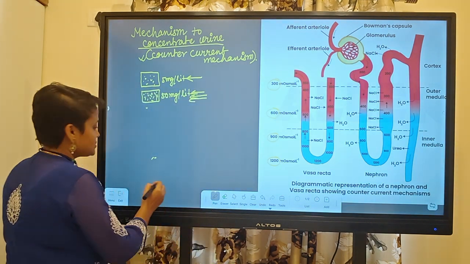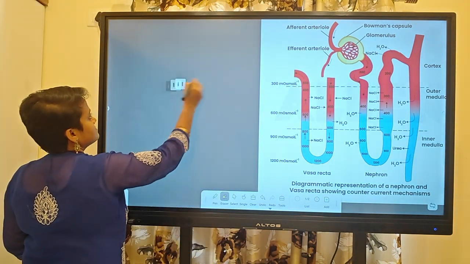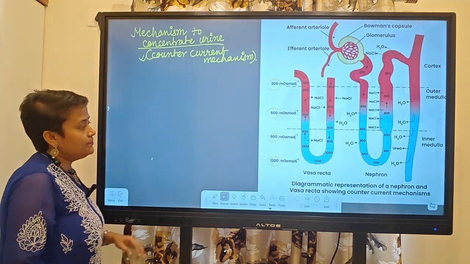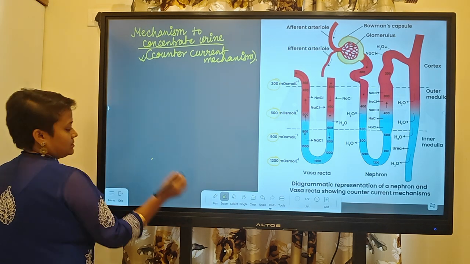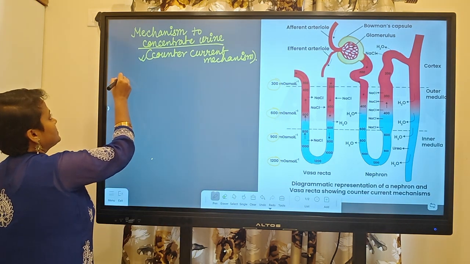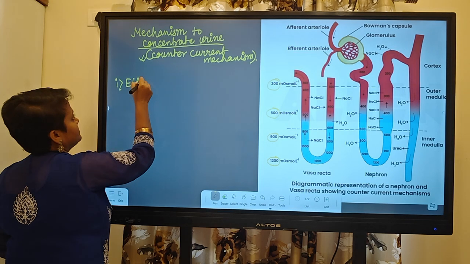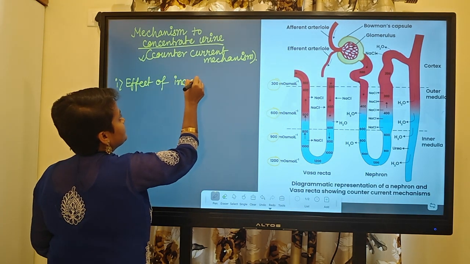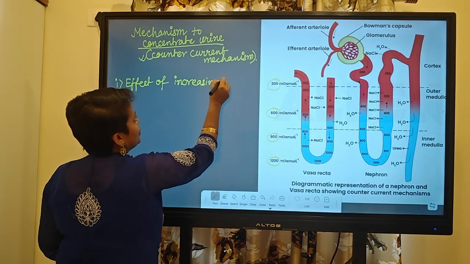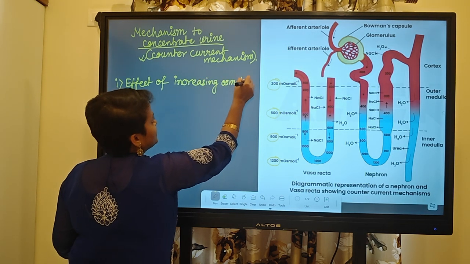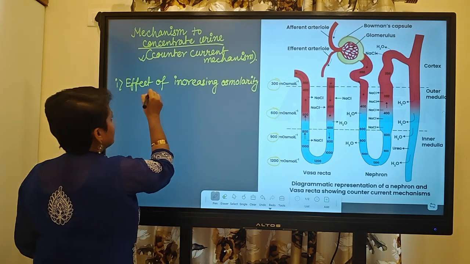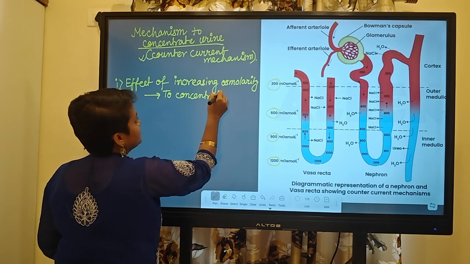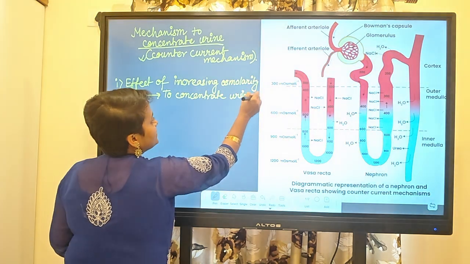So, first of all, the effect of increasing osmolarity. What is that? To concentrate urine, because more and more water will come out, right?